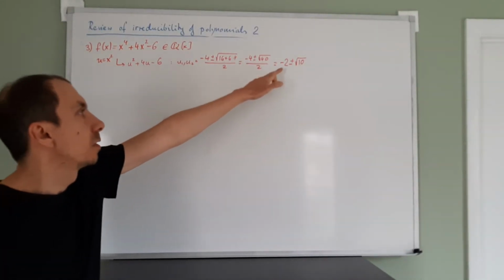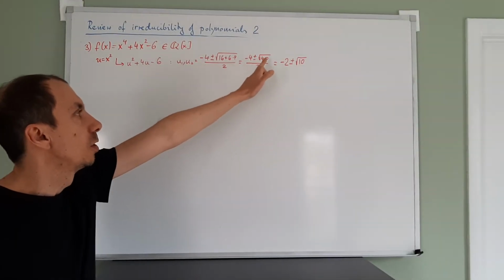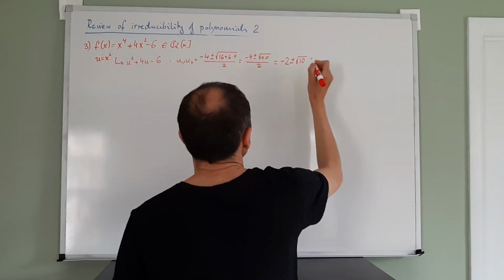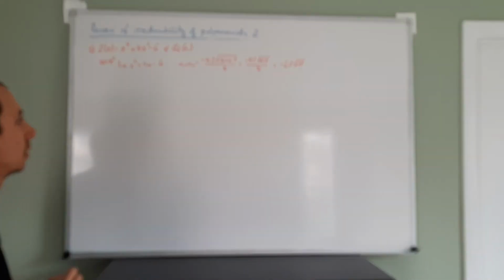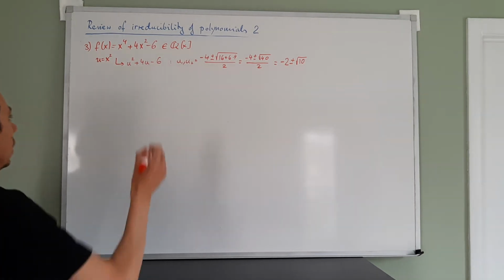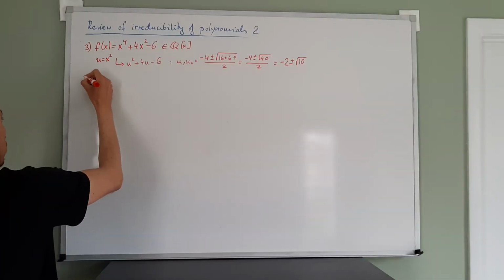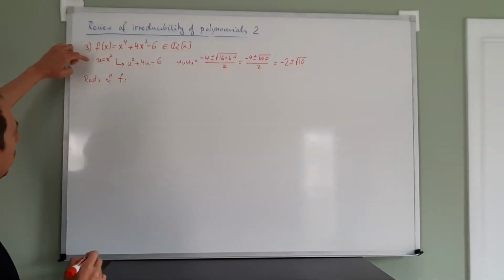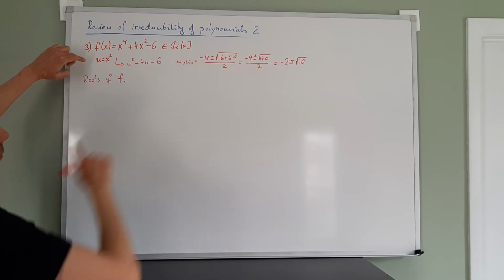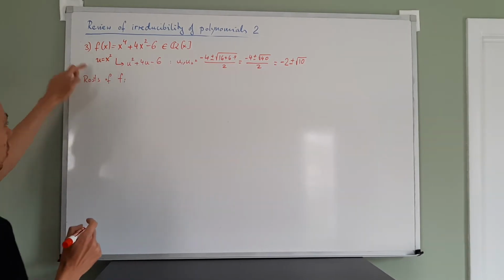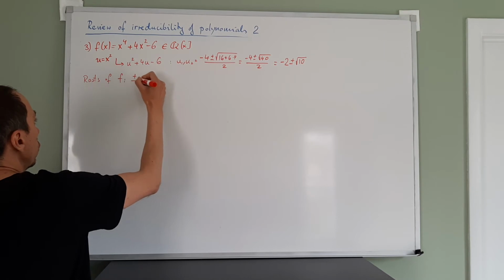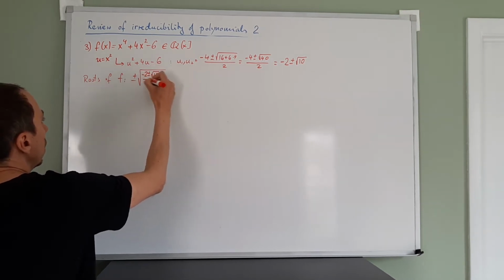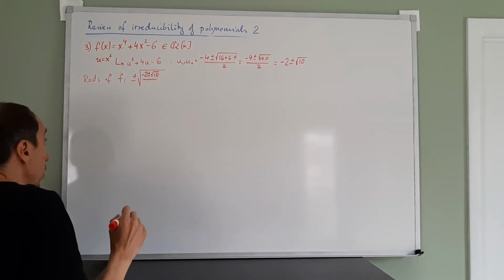Yeah, 4 over 2 gives you the 2 here, and then this becomes 2 radical 10. Again, I see that this is not in Q, but let's not worry about this for the moment. So how do I get the roots of f? Well, just essentially by substituting each of these two values for u, you solve this little equation for x. So you get plus or minus the square root of minus 2 plus or minus radical 10. Sorry, that's just plus or minus radical 10.